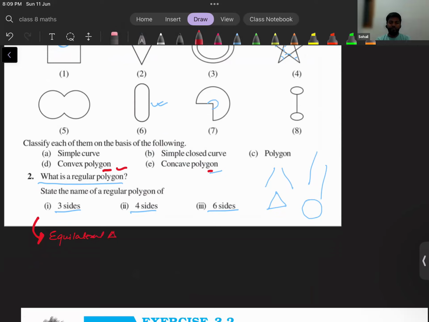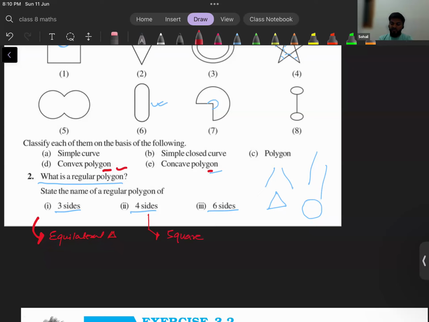Now, a regular polygon having 4 sides. The square is correct here, but quadrilateral is not correct because quadrilateral simply means a figure having 4 sides. The sides could be equal or non-equal. So a regular polygon having 4 sides, that is a square.